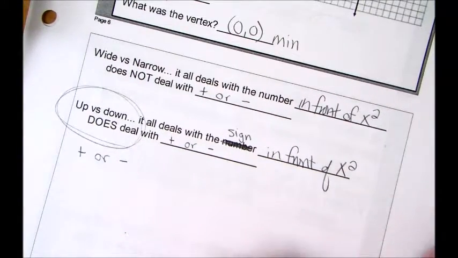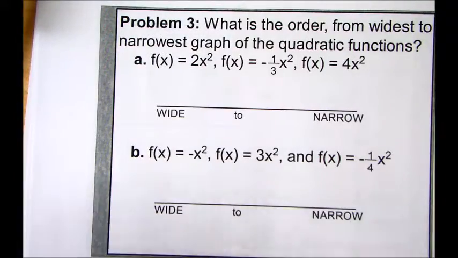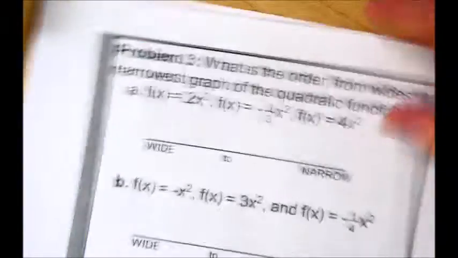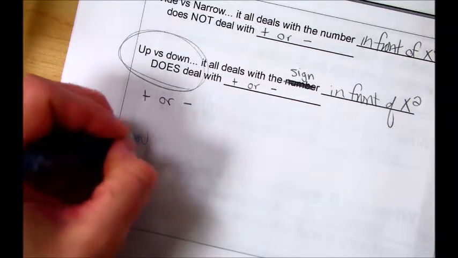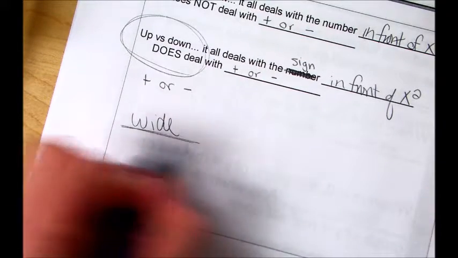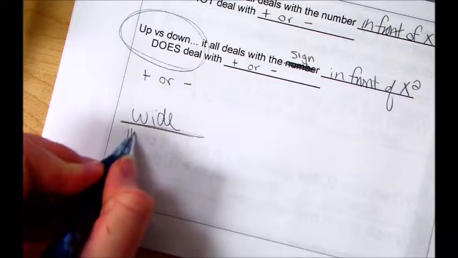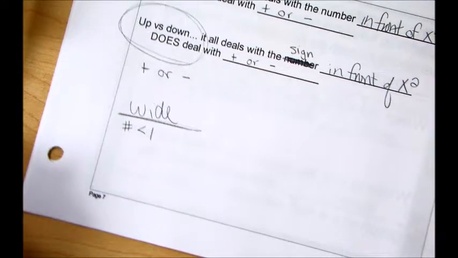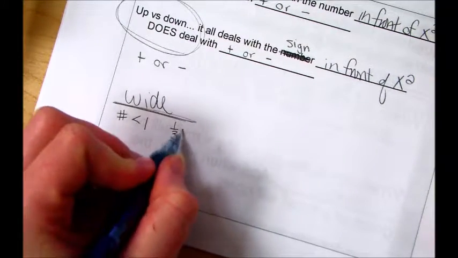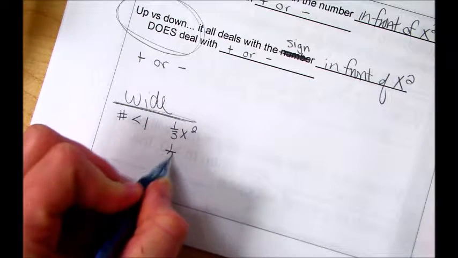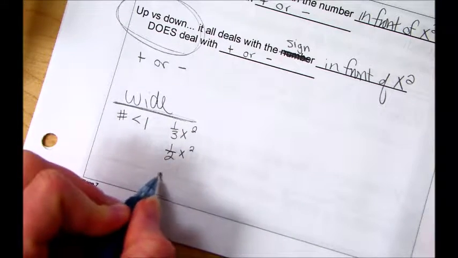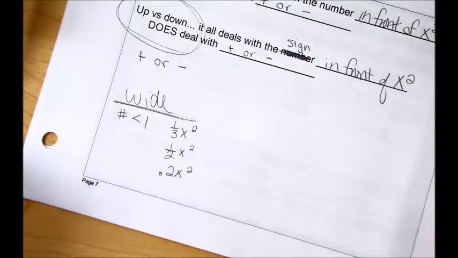All right, let's check this out. Problem 3. We're going to put these from widest to narrowest. Okay, guys, in order to be wide... maybe I should have put this on this page. Let's back up. I want to talk about wide. Wide is if the number is less than 1. For example, if you have 1/3 x squared, or 1/2 x squared, or 0.2 x squared, those are wide.